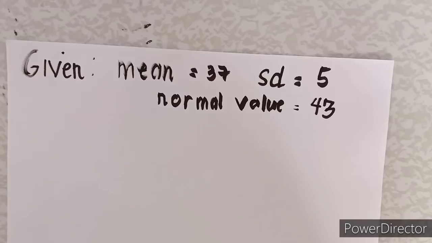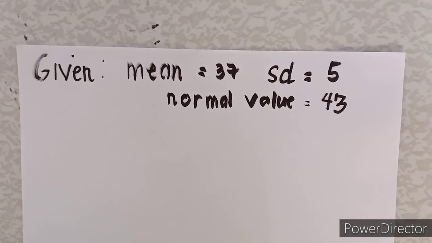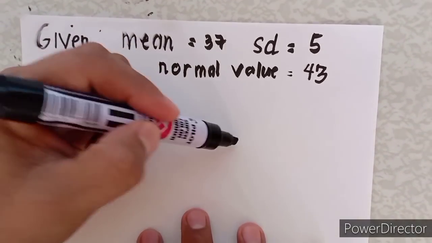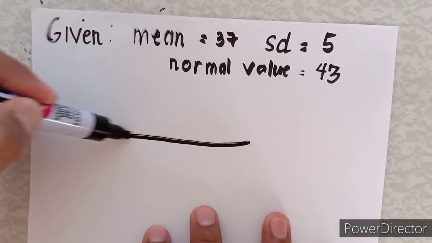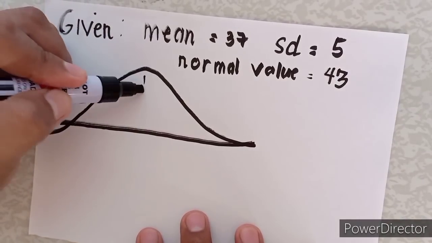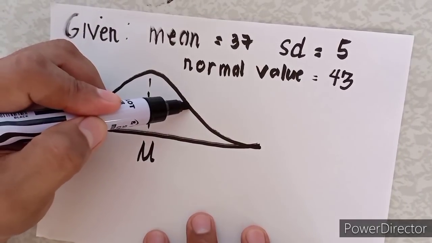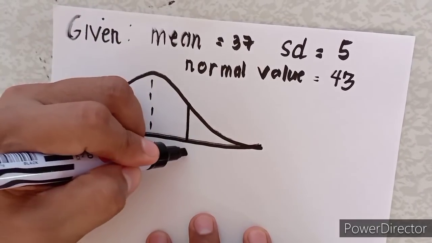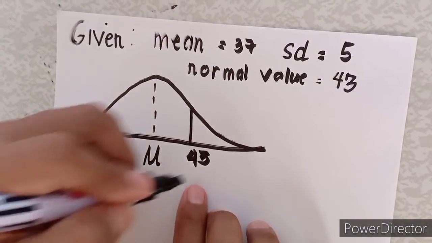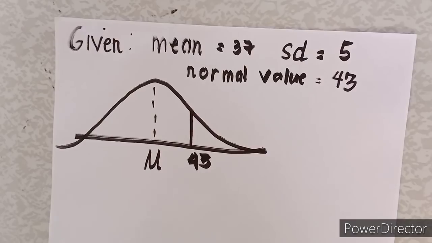So, let's have our first example. Given, mean is equal to 37, standard deviation is equal to 5, normal value is equal to 43. Kapag ito-draw natin ito in a normal distribution, ganito yung itsura niya mga anak. Kunwari, normal distribution yan. So this is our mean. Let's say, itong ating 43. Ito yung ating tinatawag na x, or normal value. So, ganyan na magiging itsura niya kapag sa normal distribution.